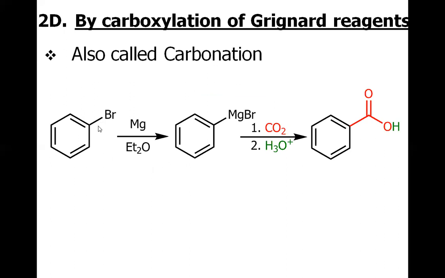Here, first of all, we make the Grignard reagent by treating this aryl bromide or alkyl bromide, whatever the starting material we take, with magnesium in ether to have the corresponding Grignard reagent. Now at this stage, as we know, the carbon directly linked with the magnesium has become nucleophilic. So when we treat this Grignard reagent with carbon dioxide, we have the CO2 group added to this carbon, followed by the workup to have the carboxylic group present.